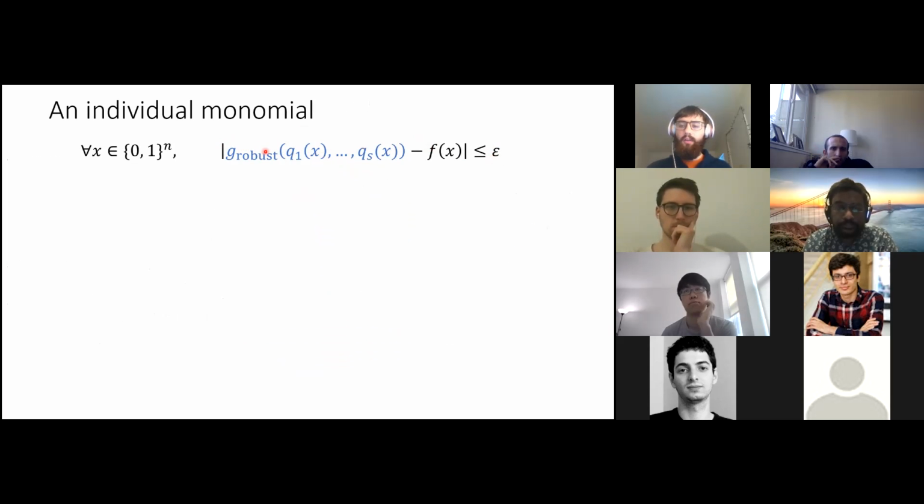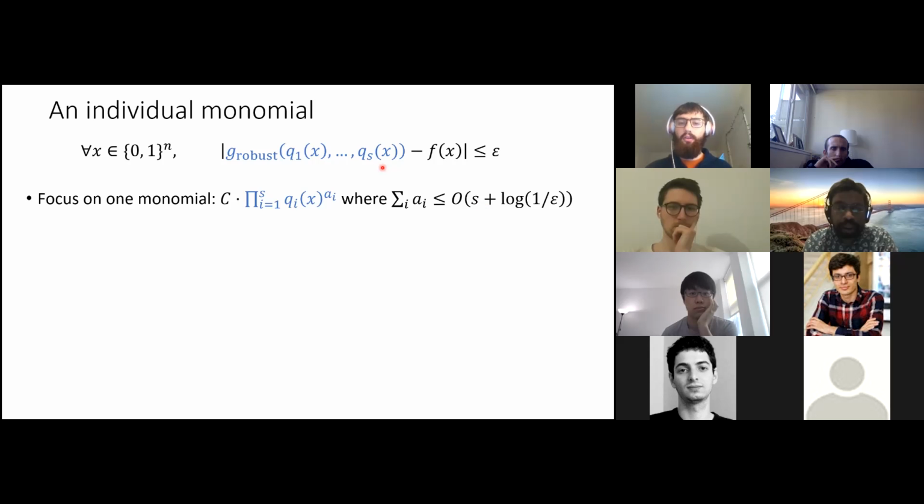So to fool this polynomial, let's just consider a single monomial of the polynomial. It's a product of these Q_i's to some exponents, a_i. And it's a low degree polynomial, so most of these exponents are 0. They add up to some small value.